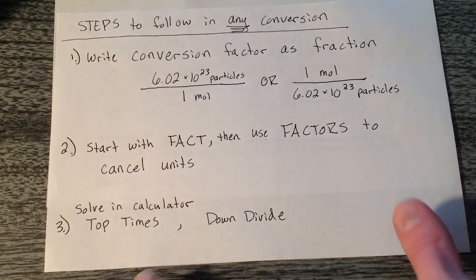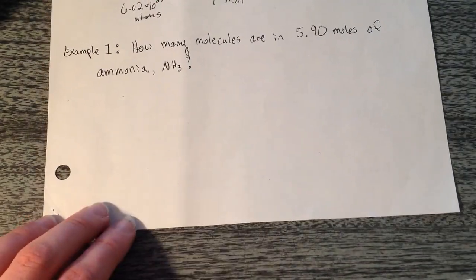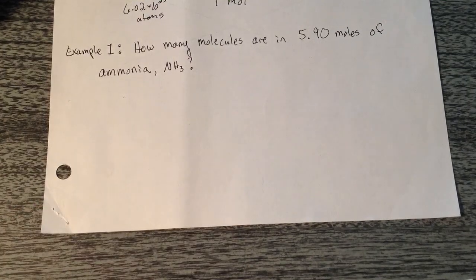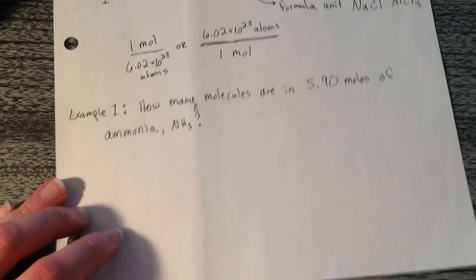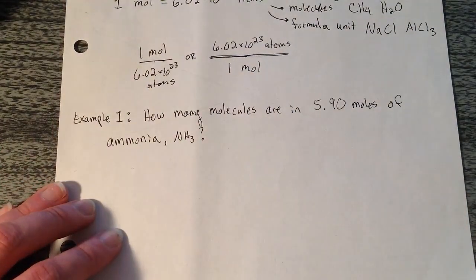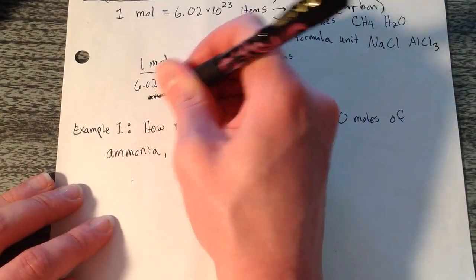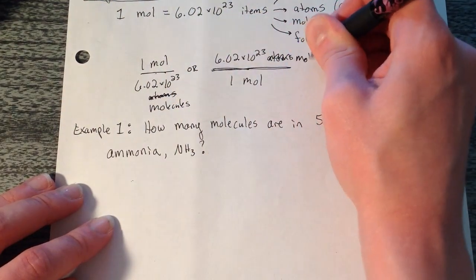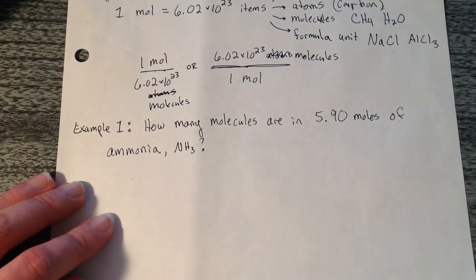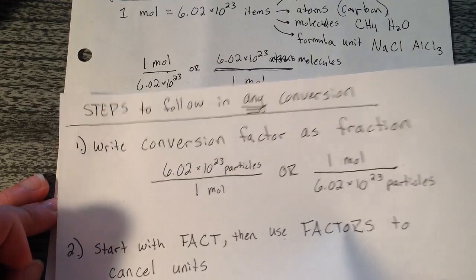So let's apply those steps with an example. Example 1, how many molecules are in 5.90 moles of ammonia, which is NH3? Step 1, write our conversion factor as a fraction. I've already done that up here, except now our unit that we care about is how many molecules. So I could just as easily change this unit to molecules.